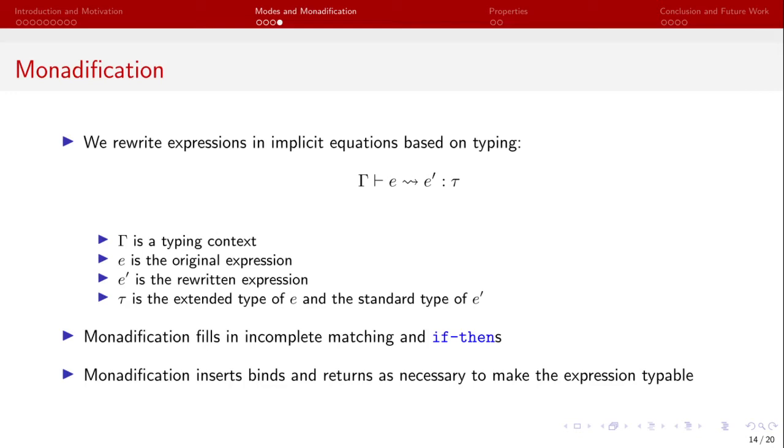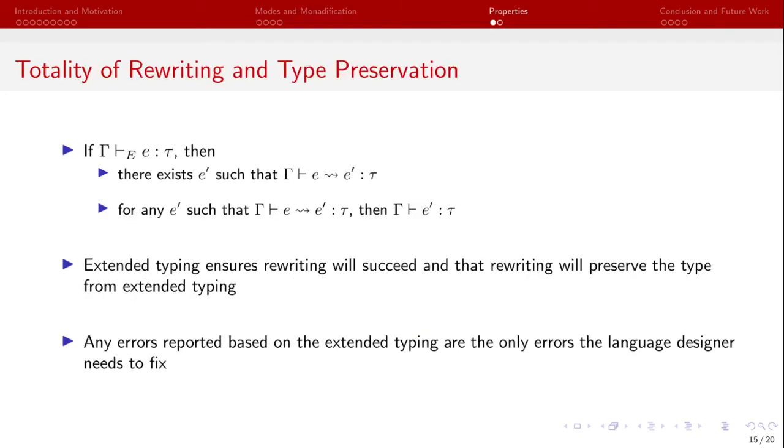Secondly, the rewriting also inserts bind and return to make the expression typable. These binds propagate monadic values through the computation. We have a few properties showing our rewriting is correct. First of all, if an expression is extended typable, then there is some expression to which it rewrites, and for any expression to which it rewrites, the rewritten expression has the same type as the original. This ensures that the only errors one needs to fix are those reported based on this extended typing. The rewriting can't introduce type errors into the rewritten expression, nor can it fail for some unknown reason.